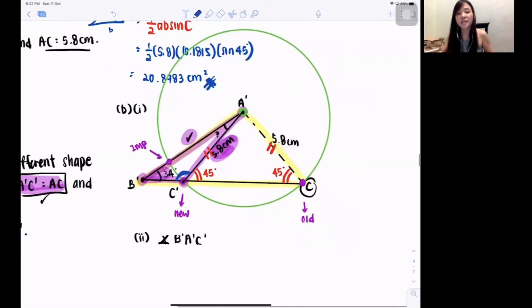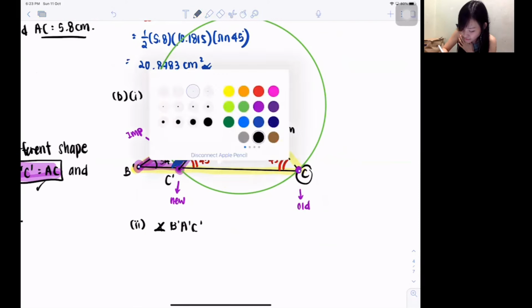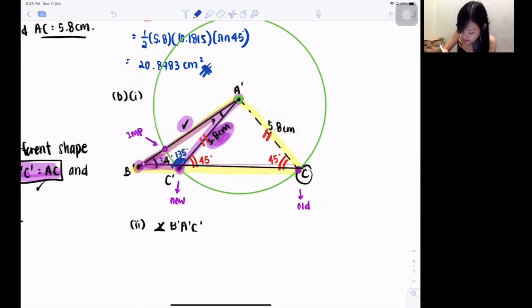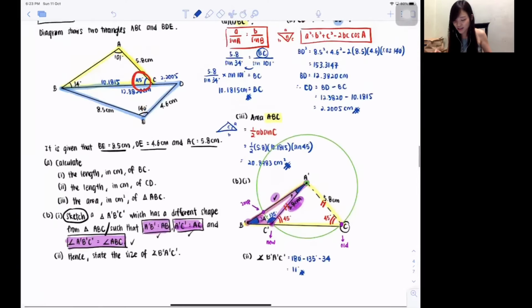I make it this big, yeah? Why that part we can find? Because a straight line is 180 degrees. Isn't it 180 minus 45? Oh, 135. And if this blue color one is 135, if this one 34, can I find the last one? Yes, so easy. 180 minus 135 minus 34. Isn't it just like that? We can get the last one. 11 degree. Ta-da! Done. So easy.